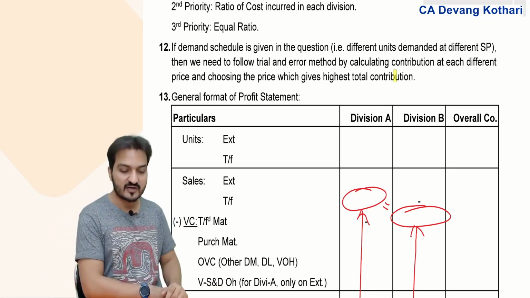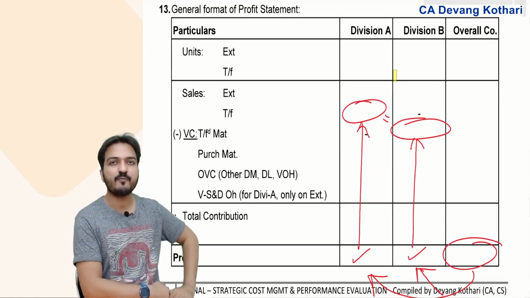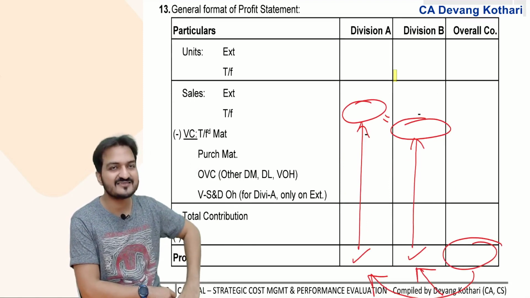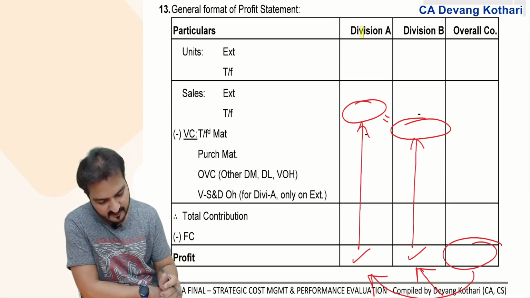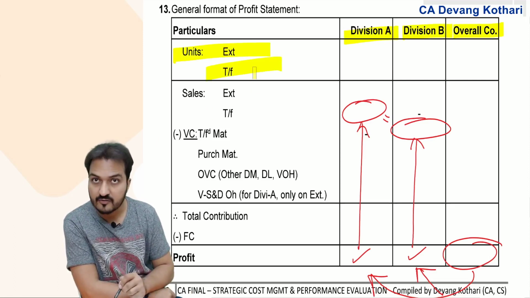You can go and refer that in your classwork book. Also, in many questions, we made a profit statement. Profit statement is made in a format. This is a general format of the profit statement: Division A, Division B, and overall company as a whole. Units that are sold external, units that are transferred.